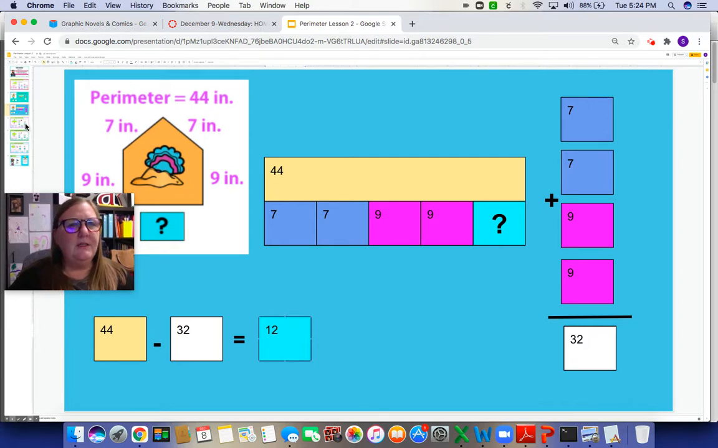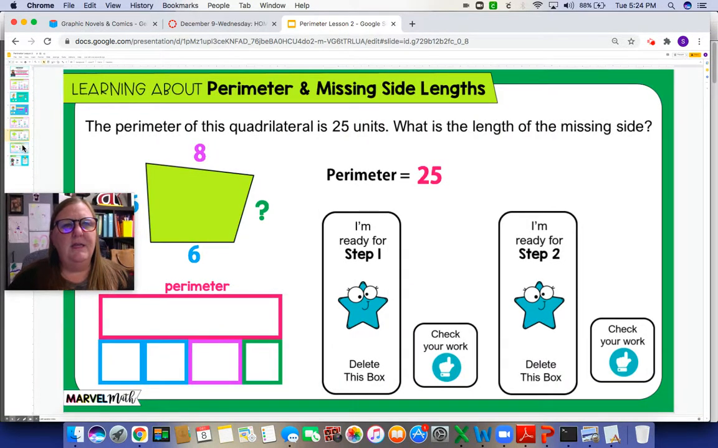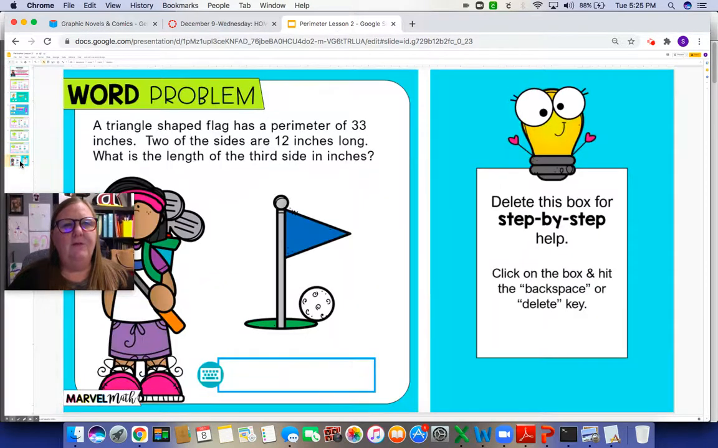You are going to continue through doing some practice for me. You are going to do this slide where it has you do it step by step, which we just did. And then a second slide, a third slide. And then you have one slide that you're going to complete on your own. And it says a triangle-shaped flag has a perimeter of 33 inches. 2 of the sides are 12 inches long. What is the length of the third side in inches?